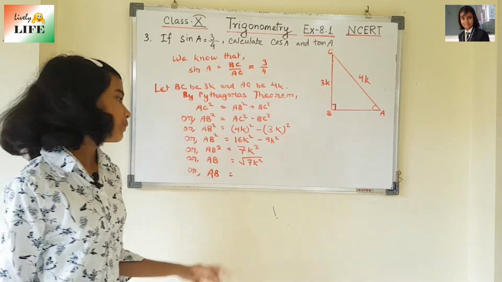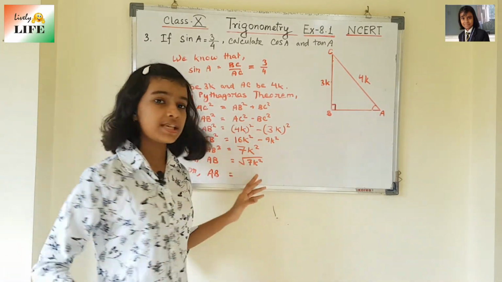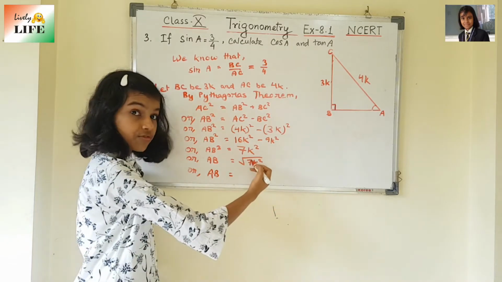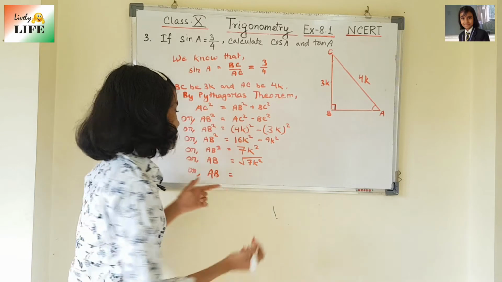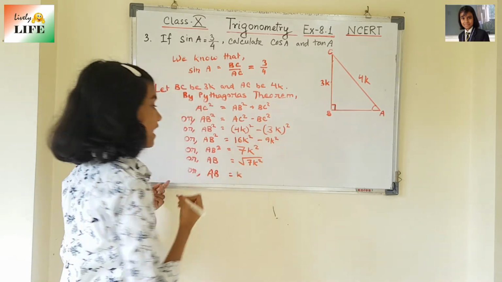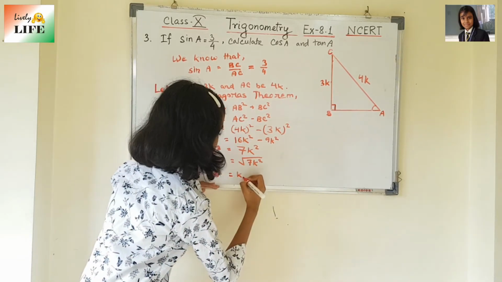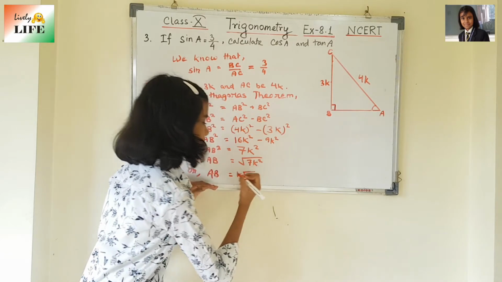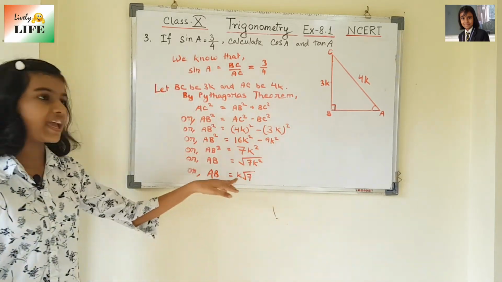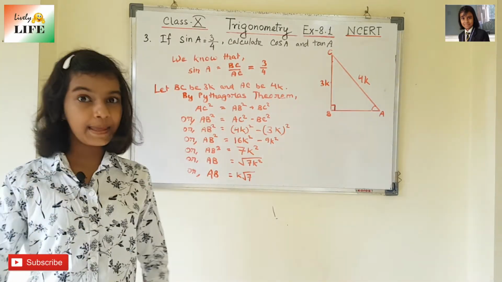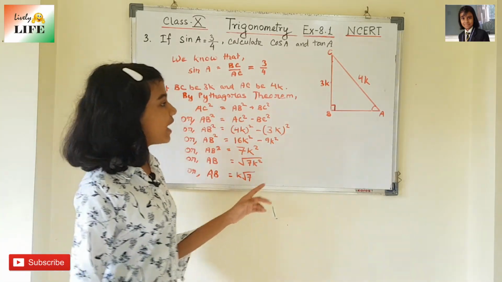AB is equal to. Now over here, we cannot take out 7 from here, but we can take out k from here, right? Root k square is what? Root k square is k. Then we can write it as k, and then we are going to write root 7. Okay? So the answer is k root 7. What is AB? AB is k root 7, right?